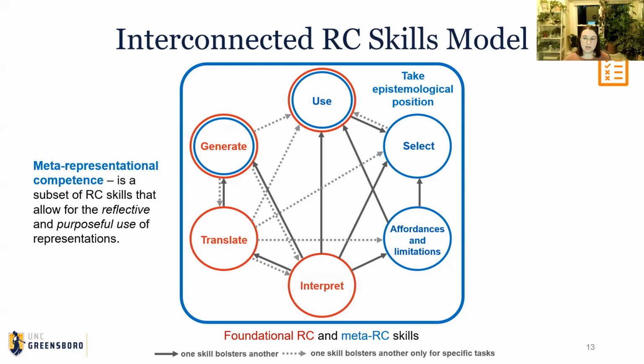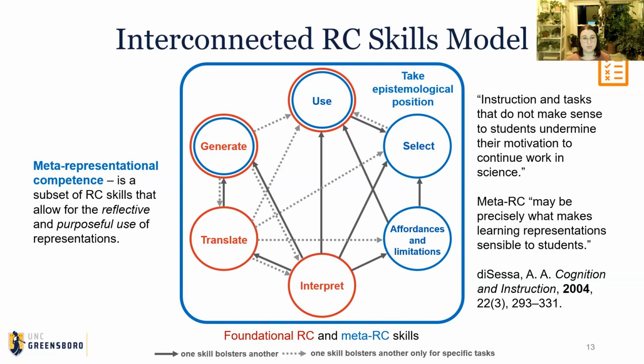And meta-representational competence is the subset of representational competence skills that allows for the reflective and purposeful use of representations. In other words, meta-RC is at the heart of understanding the why behind we're learning about various representations and why we're learning to get proficient with all of these different skills.